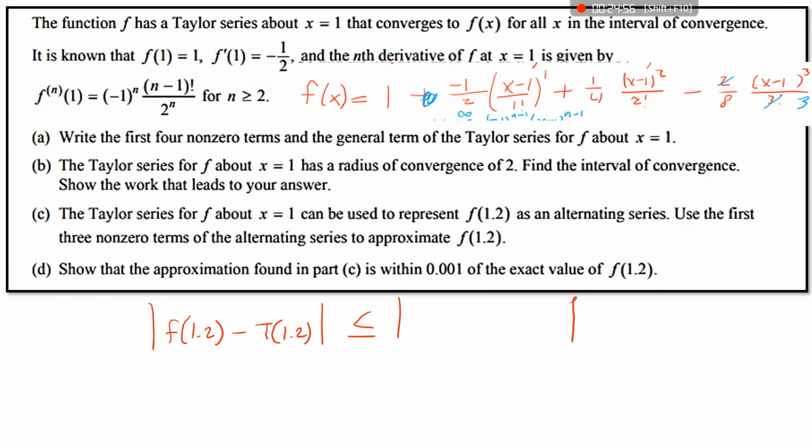Okay, so for our error bound, what should this be? So we're doing D, right? Yes. And then we simplify. Show that the approximation found it. I don't know this one. D is like hard always for series to me.